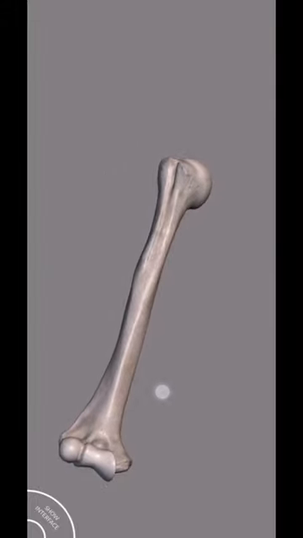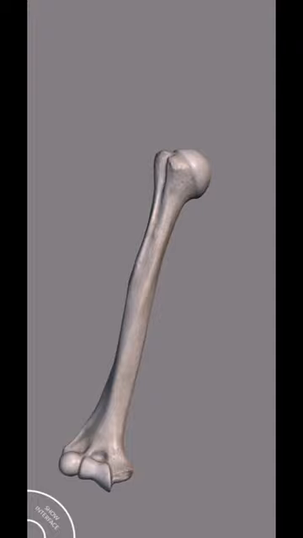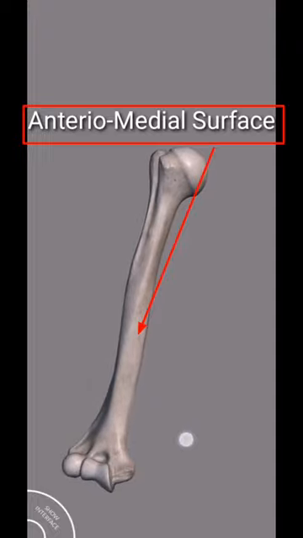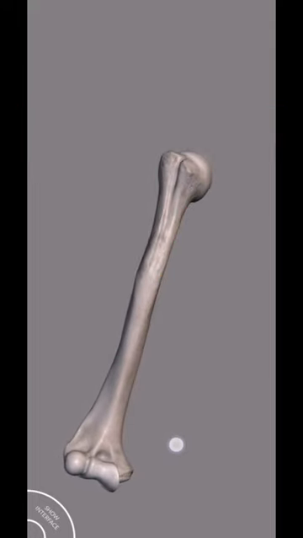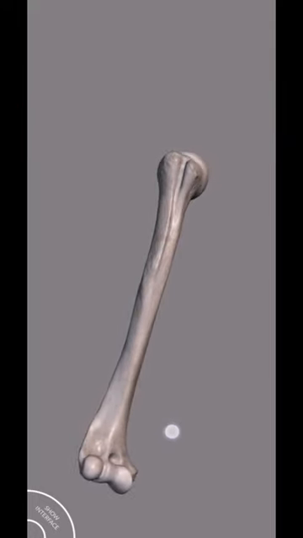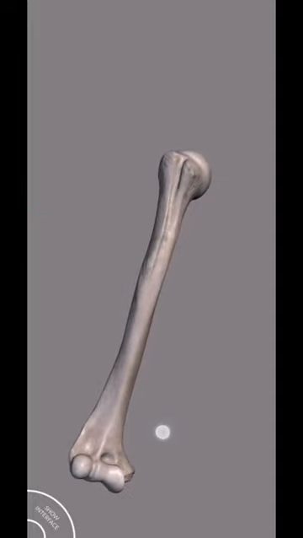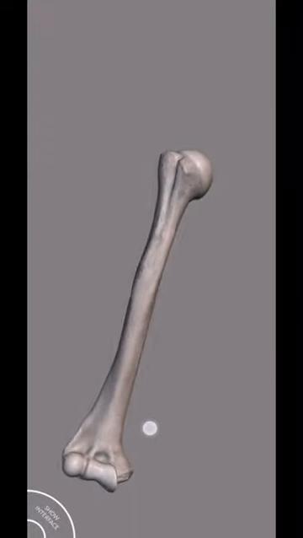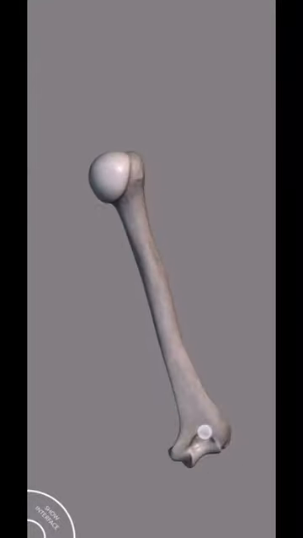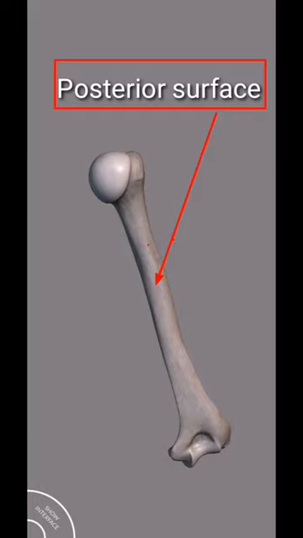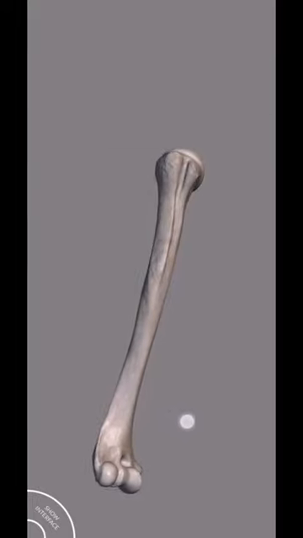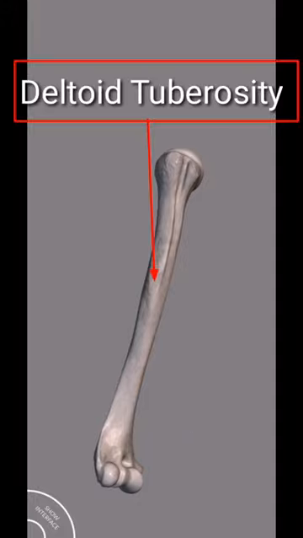Now let's come to the three surfaces. Between the anterior border and the medial border, we have the anteromedial surface. Between the anterior border and the lateral border, we have the anterolateral surface. And between the medial border and lateral border, on the posterior side, we have the posterior surface. On the anterolateral surface, there is an important tuberosity that is called the deltoid tuberosity. The deltoid muscle is inserted over here.